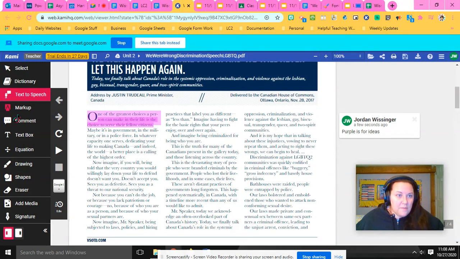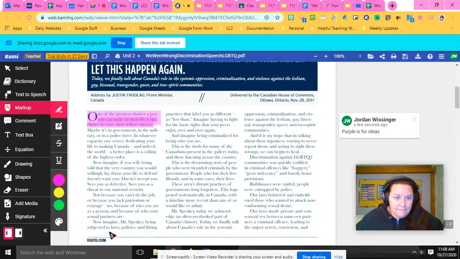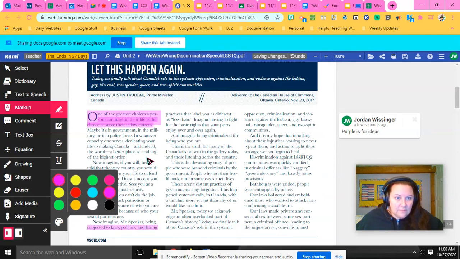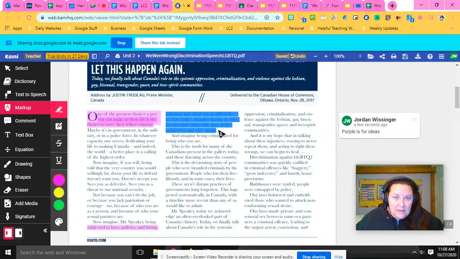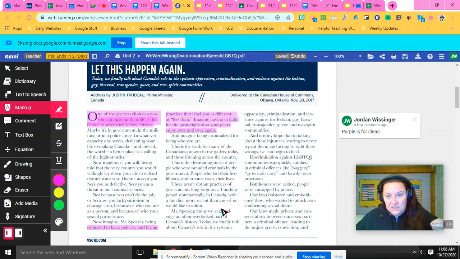Okay, so automatically I want to do markup again. Subjected to laws, policies, and hiring. That's purple for me. And then over here, also purple, right? So this is for ideas. So imagine having to fight for the basic rights that your peers enjoy over and over again. This is not one specific event, but it's a larger idea. I know it's something that's happening, but it's a larger idea because it's not one specific event that's being mentioned.